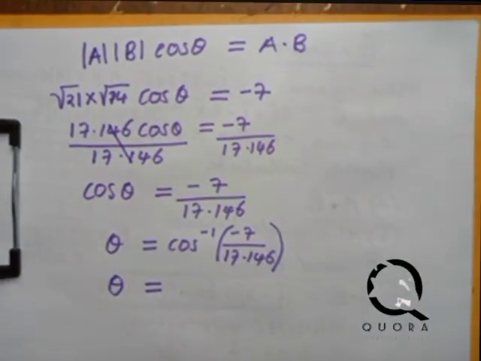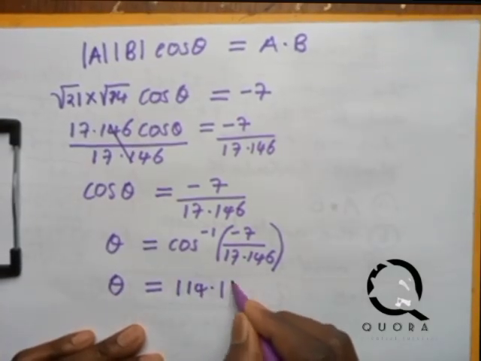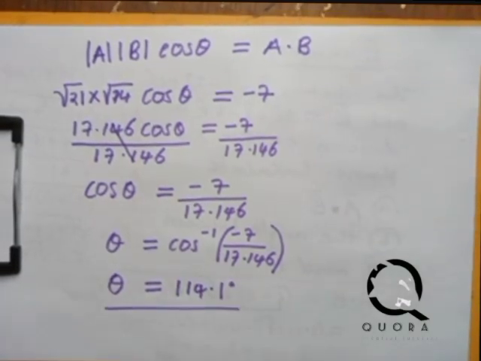I'm getting an angle as 114.1 degrees. That's how we find the angle and how you multiply the vectors using what we call the dot product.